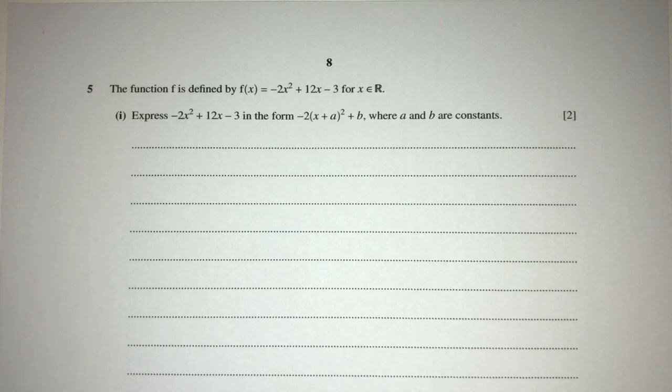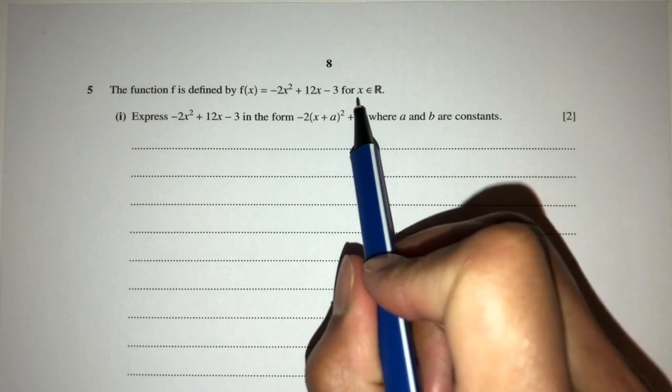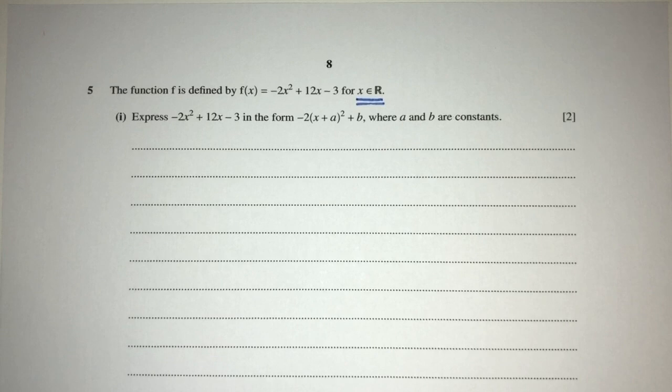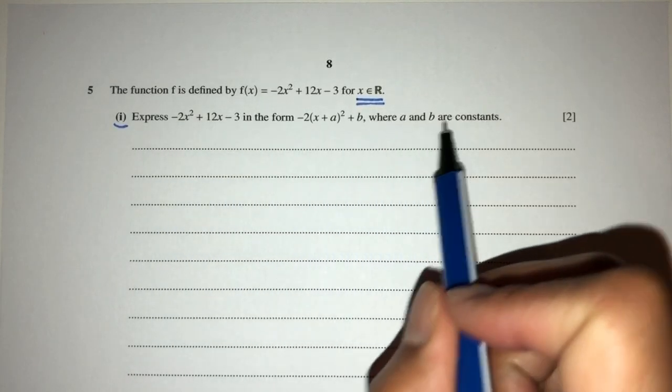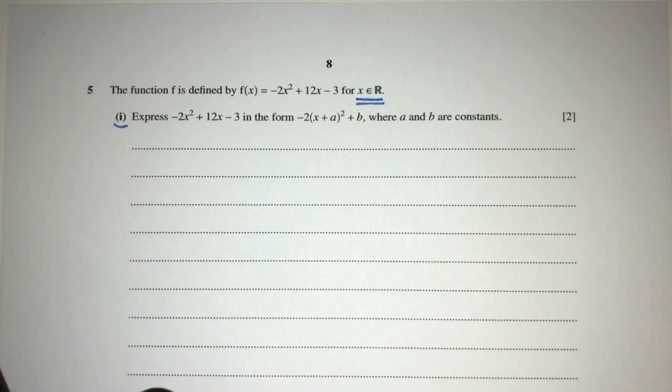Okay, let's move on to question number 5. The function f is defined by f of x equal to this. Now, x can take any value in the real world. That's the first information. Now, part 1, express this f of x in the form of this, where a and b are constants. So we have to complete the square for our expression of f of x.